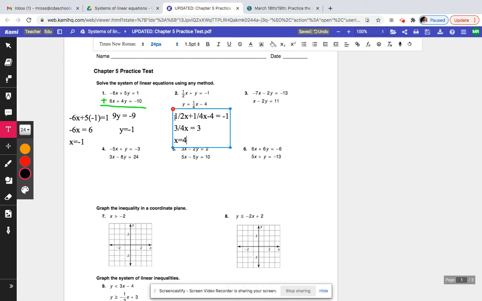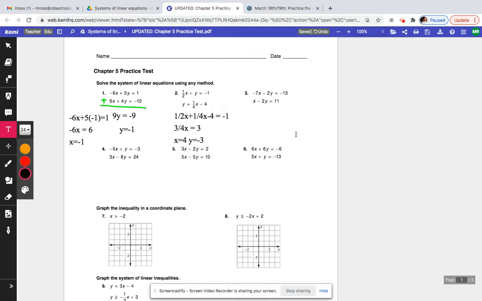Which will end up being x is equal to 4. Then from here we can plug x into one of our equations. I highly recommend just doing the bottom one because that's a little bit faster. You could do the top, it really doesn't matter. We could do the top. Half of 4 is going to be 2, so 2 plus y equals -1. And so our answer will end up being -3. So y is -3.